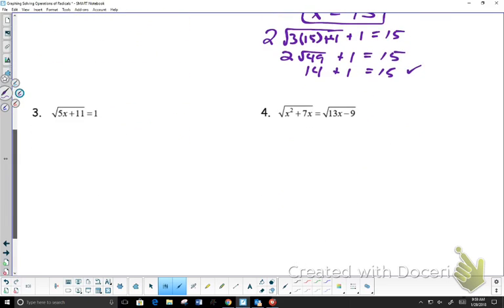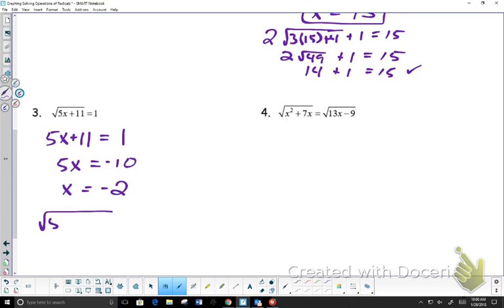So once again, your goal is first, you want to get your radical by itself. After that, you can square it. In this case, my radical is by itself, so I'm going to square both sides. When I square the side with my radical, it'll come out of my radical. 1 times 1 is 1. And then after that, it's just solving. Subtract the 11, and I get negative 10. Notice this is okay because my radical is already gone. And then I divide by 5, and I get negative 2. If I plug it back in, 5 times negative 2 plus 11 is supposed to equal 1. This is going to be negative 10 plus 11 equals 1, and that will be 1 equals 1.